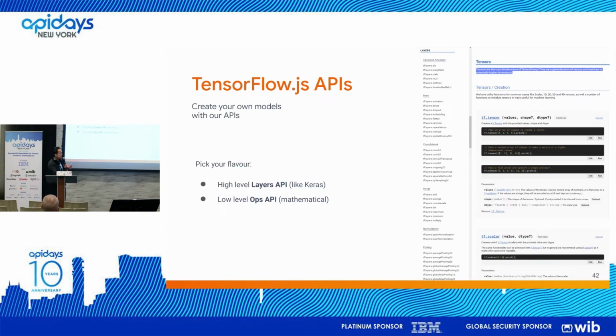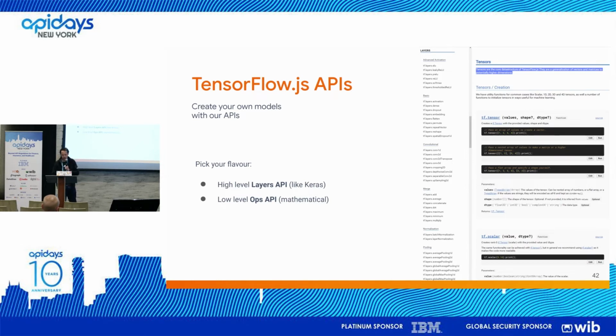The first thing to note is we have some APIs, of course. And we've got 2 APIs, in fact. We've got the high-level layers API, which is like Keras, if you've ever used Python-based TensorFlow. And you've got the low-level ops API, which is more mathematical in nature. If you're trying to invent the future and get down and dirty with that linear algebra and all that kind of stuff, you can do that as well.